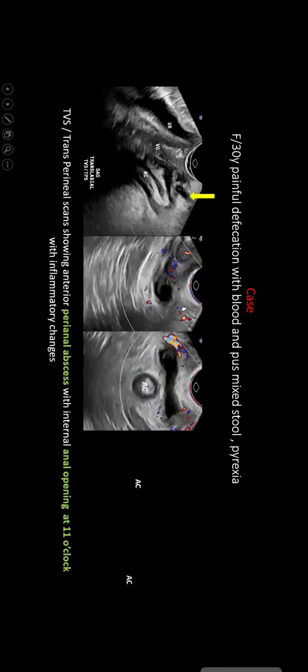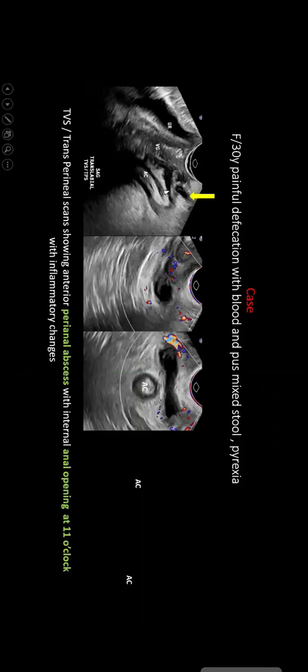As we can see, this is the transvaginal probe at the outlet of the vagina. This is urethra, this is vagina, this is outlet. With posterior tilt, we can see the anal canal, and anterior to the anal canal, there is a small hypoechoic area, a small abscess. This is a very small abscess, causing painful defecation. Now, when we make the proper angle, this is the anal canal and this is the abscess anterior to it.